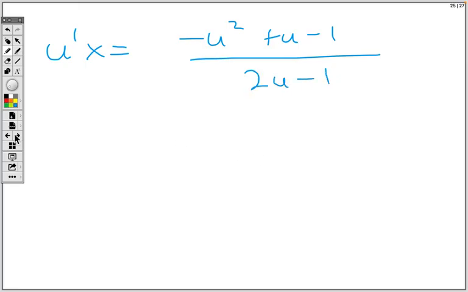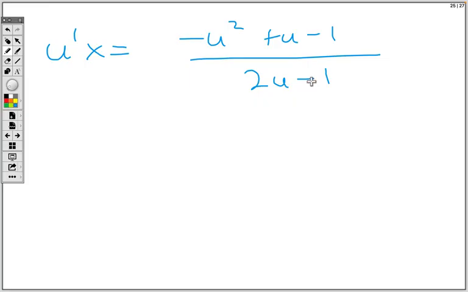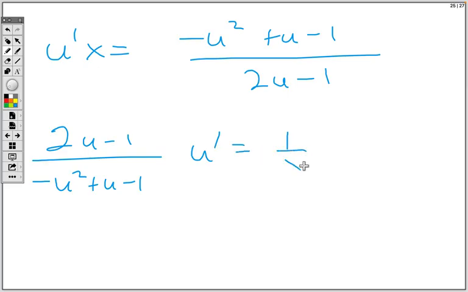And so once again, my goal is to get all the u's on one side, all the x's on the other. So we want to get all the u's times u prime equal g of x. And sure enough, we can do that. We would just divide both sides by x and divide both sides by this fraction, which means I'd be flipping the fraction over. And so this shows that it's separable.